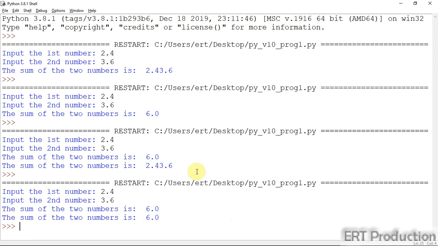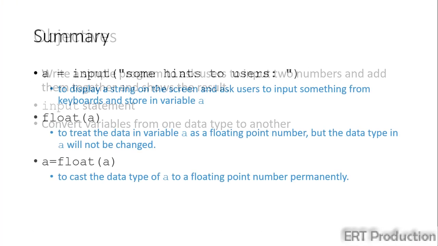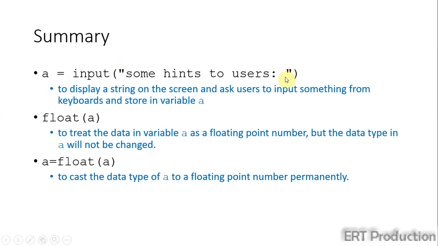Good. Here is the summary of today. We have learned three new kinds of statements in Python. The first statement here means to display a string on the screen and ask users to input something from the keyboard and store it in variable A. The second statement here means to treat the variable A as a floating point number, but the data type of A will not be changed. The third statement here will cast the data type of A to a floating point number permanently.